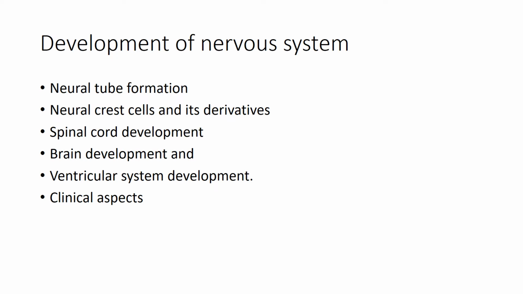The development of the nervous system will be dealt under the following headings: neural tube formation, neural crest cells formation and the derivatives of it, development of the spinal cord, development of the brain, development of the ventricular system, and clinical aspects related to the development of the nervous system.